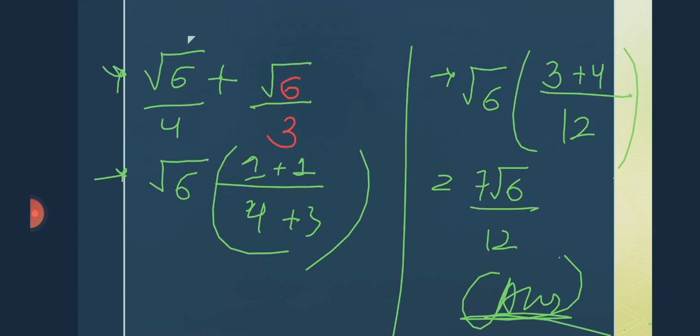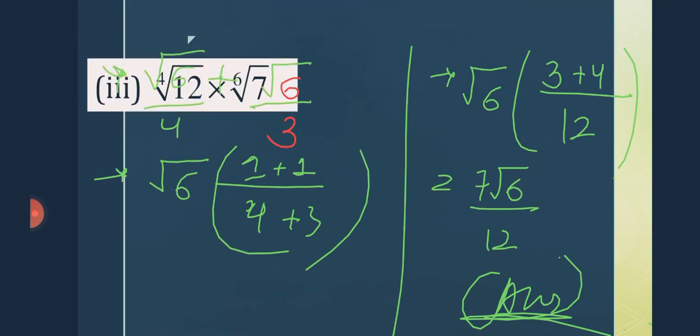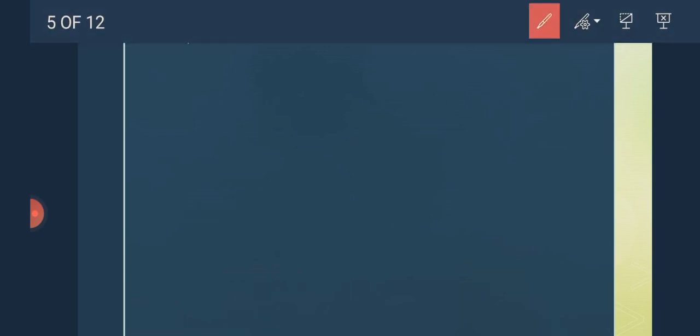Okay, we have some questions over here. Now let us do it in the next slide. Let me do it over here. Okay, so now let me write your question only. So what is the third question? That is 4 root 12 into 7 root 6. This is your third question.